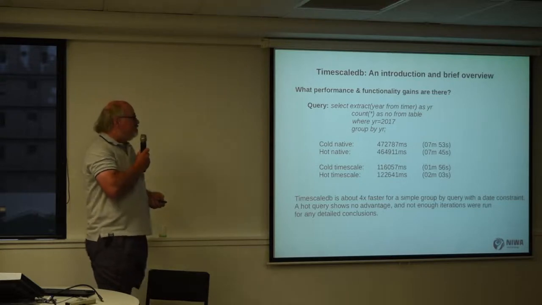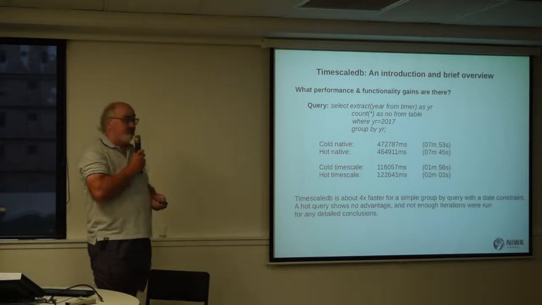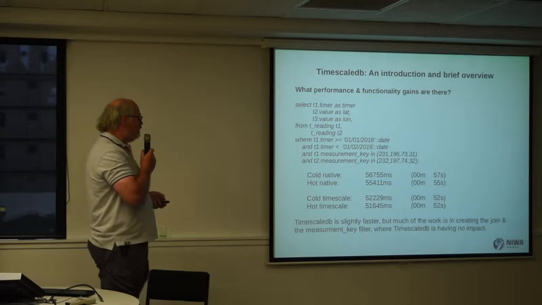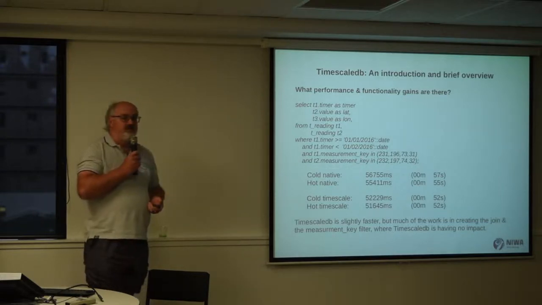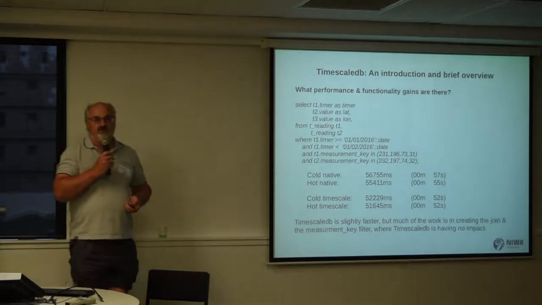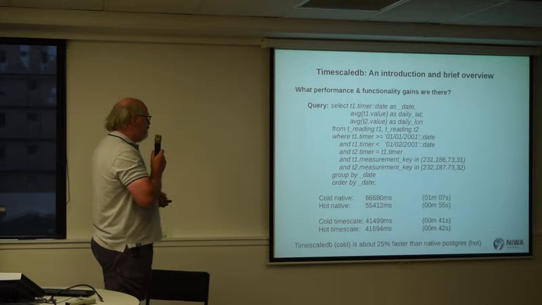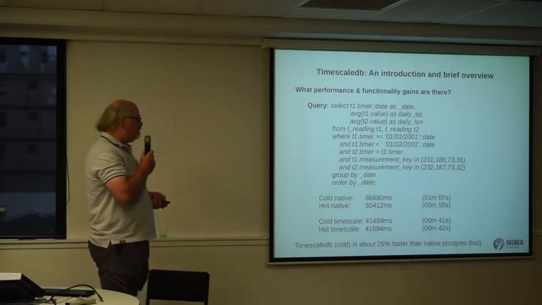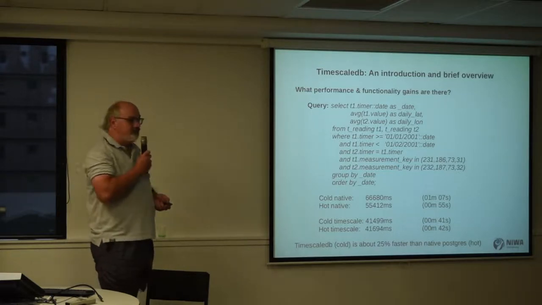Some more, slightly more complex queries, but nothing too bad. Again, Timescale is averaging about 4 times faster. Getting a little bit quirkier, not much difference. We're starting to do things with measurement keys and things that don't involve the timestamp, so they weren't actually picking up on the optimizations very well. Grouping by dates, etc. It's about a quarter faster, but again, we're doing a lot of stuff which is actually based on native Postgres stuff.